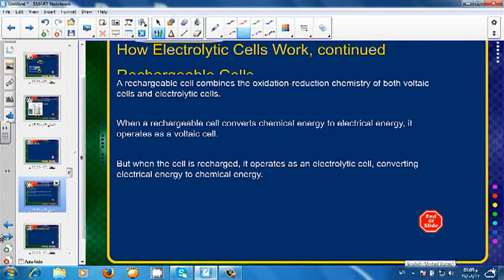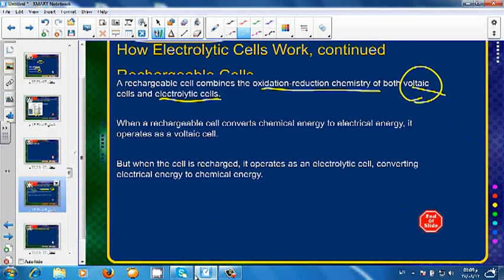Now, the second application is the rechargeable cell. The rechargeable cell combines the oxidation reduction chemistry of both the Voltaic cell and the electrolytic cell. An application for the rechargeable cell is the car battery. The car battery converts chemical energy into electric energy, and in this case we consider it a Voltaic cell, but it can be recharged.